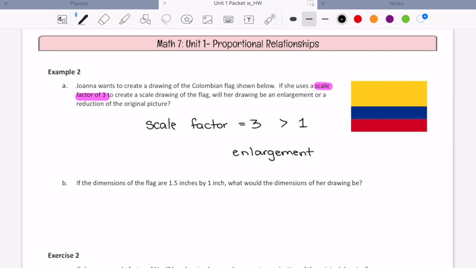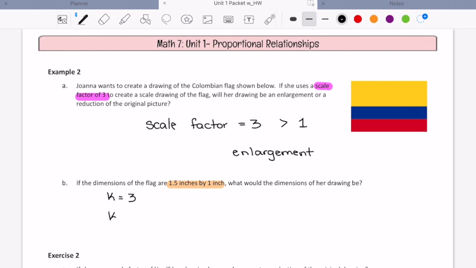Now, when they tell me my scale factor, once I know it, and since I know things about my constant of proportionality, I can actually use that scale factor to find missing dimensions. So let's try that out. If the dimensions of the flag are 1.5 inches by 1 inch, what would the dimensions of the drawing be? I'm just going to highlight 1.5 inches by 1 inch. Okay, so let's take a look at what we know. We know that k equals 3.